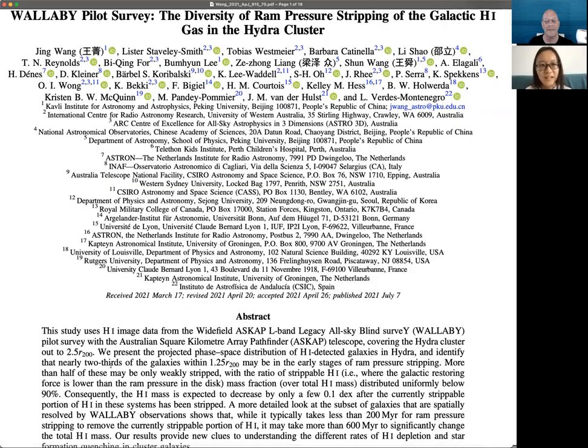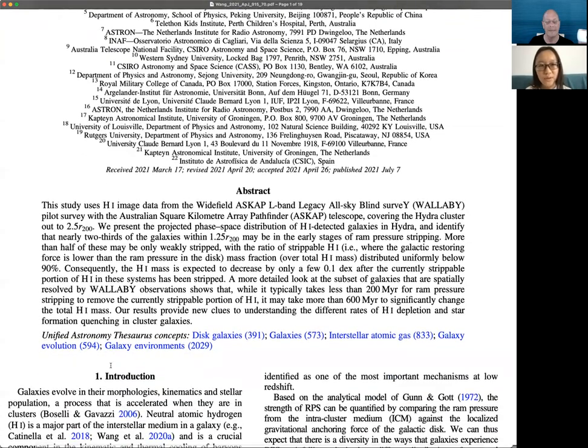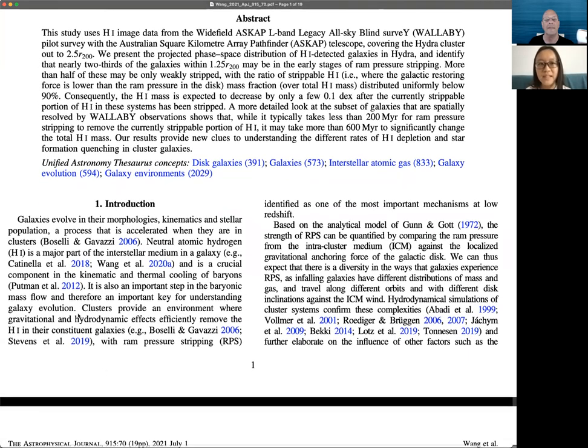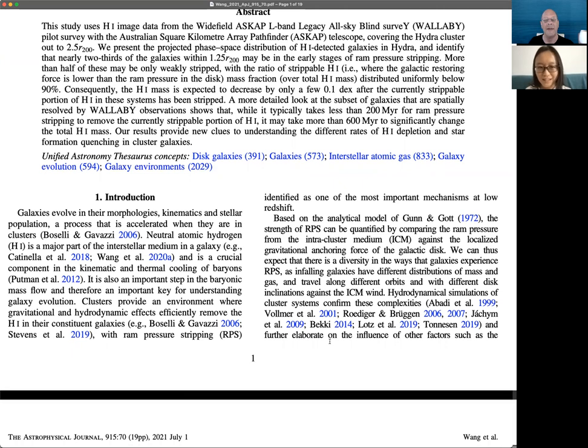It is able to survey so large a sky because it is the telescope with the fastest survey speed ever. It has a 30 square degree field of view, so with one snapshot, we capture a really large area. That's also one of the reasons why we use the Hydra cluster as one of the three pilot survey targets presented in this paper.